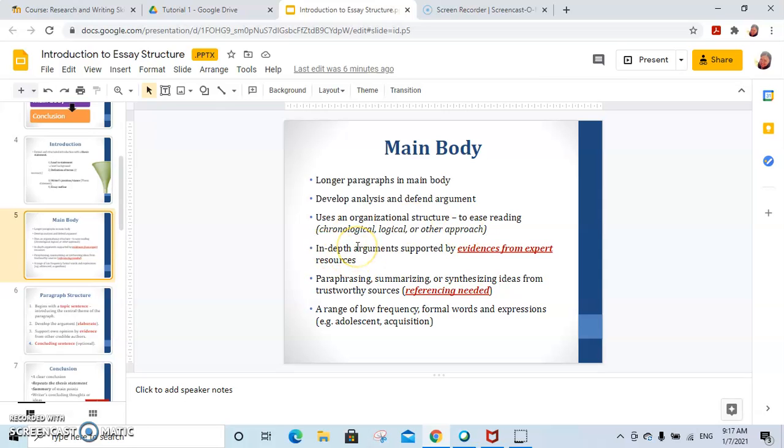It has to be chronological, logical, and there have to be in-depth arguments as well, which is why supporting your 2 body paragraphs with only your personal opinions does not make sound arguments, which is why your 2 body paragraphs will have to be substantiated with evidence from credible resources.